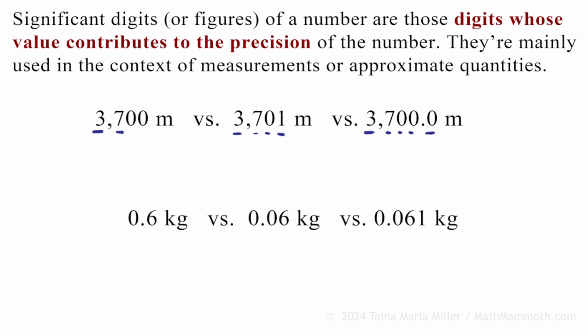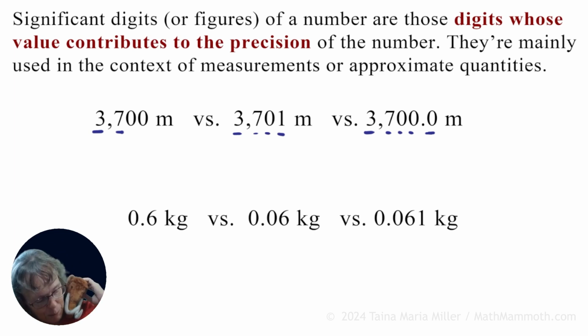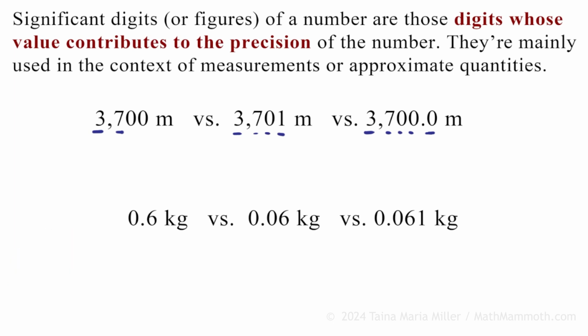Now let's look at these ones. 0.6 kilograms. What's that? Mathy is asking. Well, we might need 6 of you, Mathy, or 7, to make 0.6 kilograms. It's not very much. 600 grams. And how many significant digits would it have? Well, we were talking about tenths just before this. And this is 6 tenths. So only the 6 is significant.